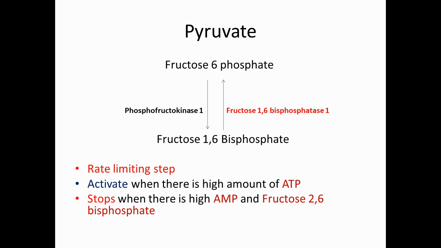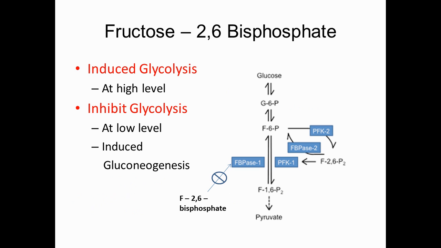It gets activated when there is a high level of ATP, and it will stop when there is a high level of AMP and fructose 2,6-bisphosphate, which is a regulator of those two enzymes. As I said earlier, fructose 2,6-bisphosphate is a regulator of those two enzymes. Fructose 2,6-bisphosphate will induce the phosphofructokinase 1 enzyme, and it will drive the glycolysis process. And it will stop the fructose bisphosphatase 1 enzyme, so it cannot do the gluconeogenesis process. So if its level gets low, it will do gluconeogenesis, as it cannot stop the fructose bisphosphatase 1 enzyme.